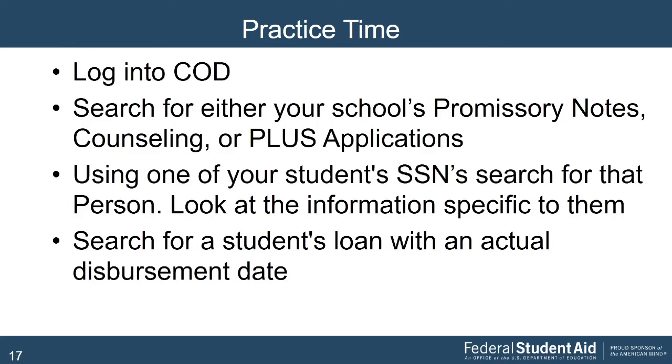And now we're going to start our first practice. We're going to have you all log into the COD website. We're going to have you search for your school's promissory notes, counseling, or PLUS applications, your choice, one or all. And using one of your students' SSNs, we're going to have you look up that person and look at any of the specific information for them to make sure that you know how to navigate all of those screens that we just learned about. And we're going to have you search for a student's loan and try to find one with an actual disbursement and note what that disbursement date is.